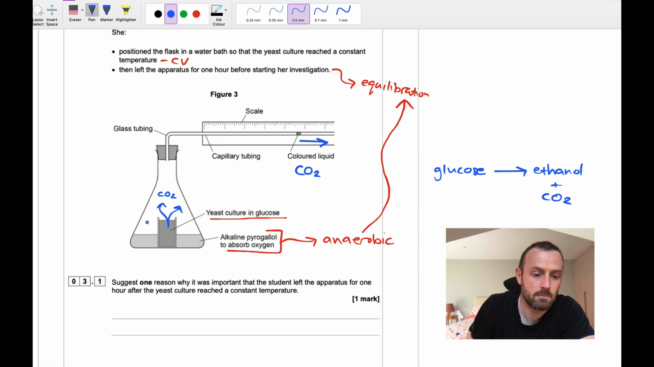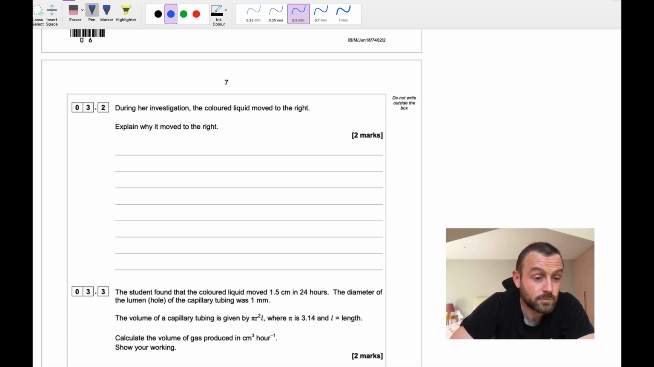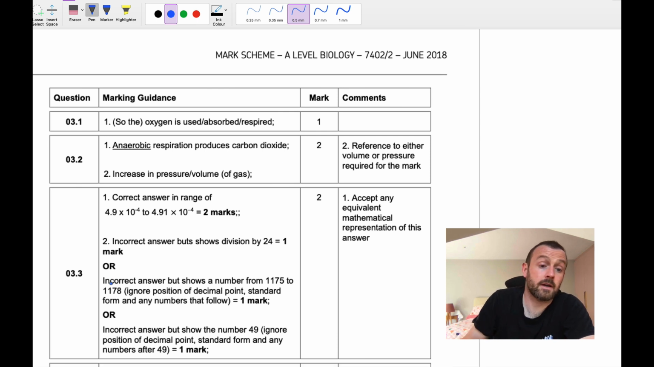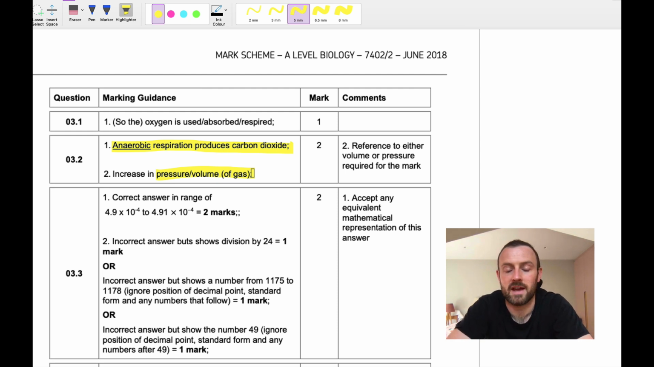So if we are adding molecules of CO2 into this beaker as they are released by the yeast, then the pressure in here is going to be slightly higher than the pressure outside, which is going to push the coloured liquid across to the right. Okay, so I think that is probably going to be sufficient for 2 marks. Let's see. Okay, yeah, so anaerobic respiration. We didn't need the word equation, but it's always good just to put it down just in case. And yeah, you needed to talk about the pressure or the volume of gas increasing. Okay, moving on.